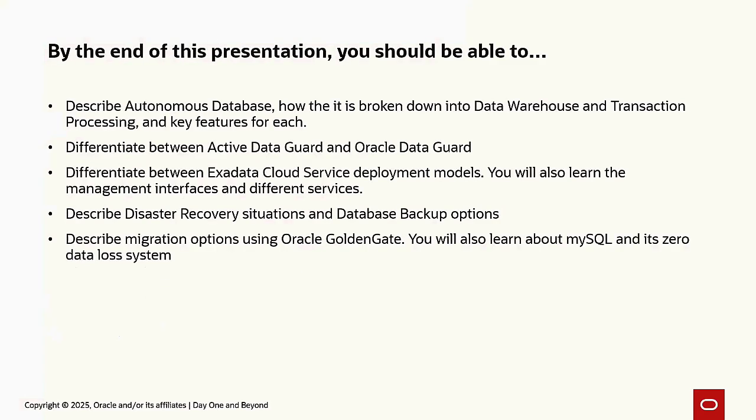By the end of this presentation, you should be able to describe autonomous database, how it's broken down into data warehouse and transaction processing, and the key features of each. Differentiate between Active Data Guard and Oracle Data Guard. Differentiate between Exadata Cloud Service deployment models. You will also learn management interfaces and different services. Describe disaster recovery solutions and database backup options, and also describe migration options using Oracle GoldenGate. You will also learn about MySQL and its zero data loss system.